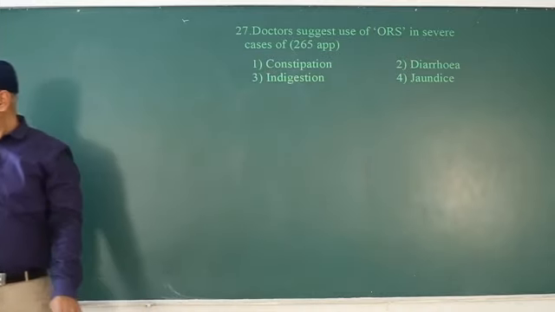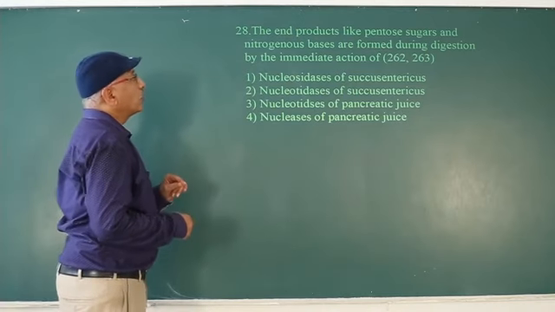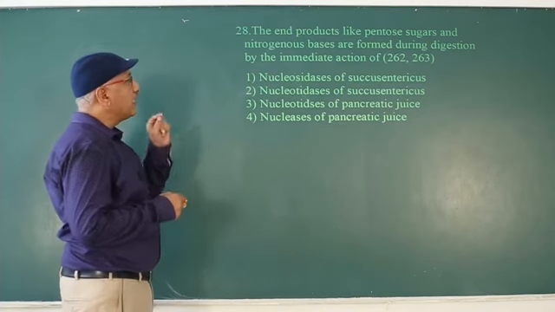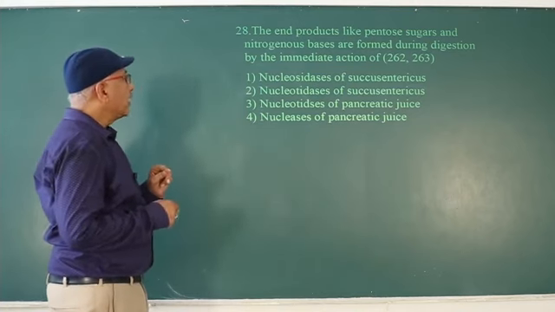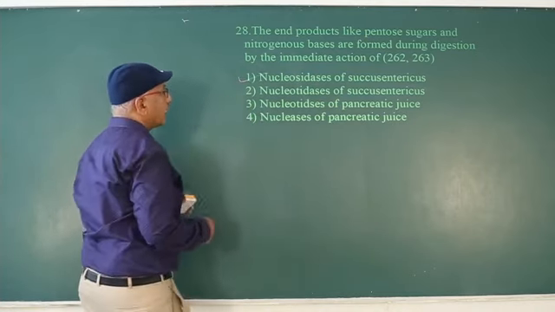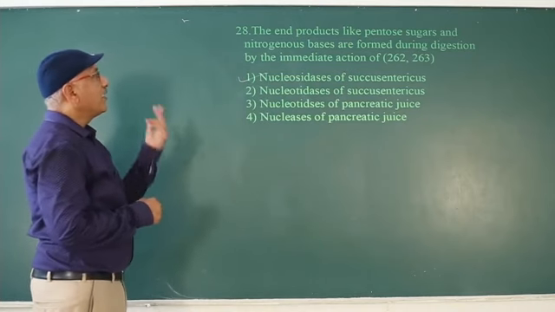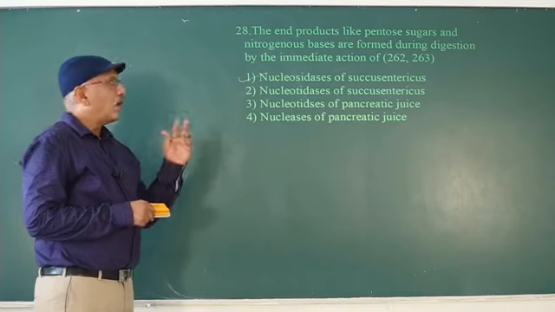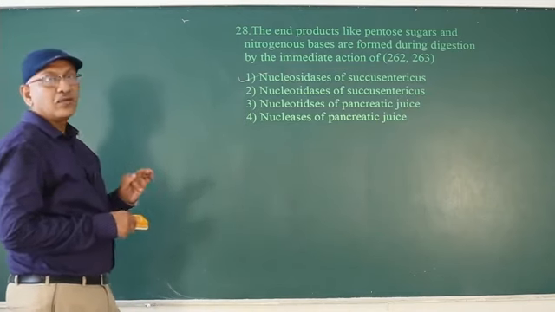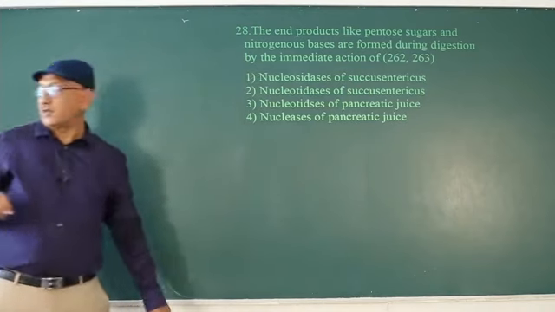Next question. The end products like pentose sugar and nitrogen bases are formed during digestion by the immediate action of nucleosidases of succus entericus. Nucleosidases act on nucleosides and break the nucleoside into pentose sugar and nitrogen base. Nucleosidases of succus entericus.